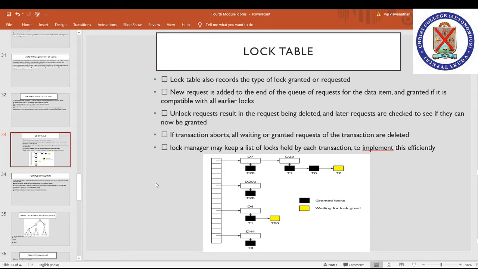A lock table is a data structure which records the types of locks granted or requested. If a new request is added, it is added at the end of the queue of requests for the data item. You can see in the picture, this yellow one is no request, this is waiting for grant, and the black one is granted locks.